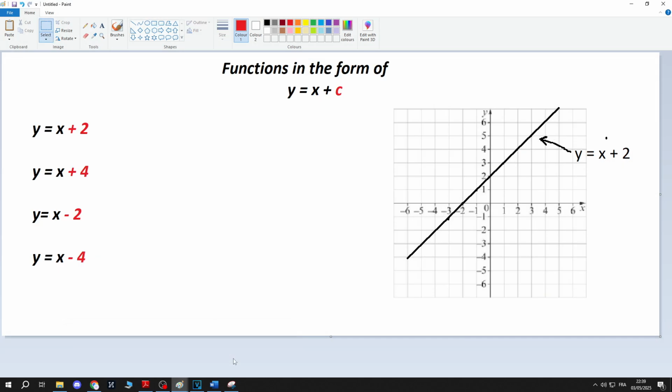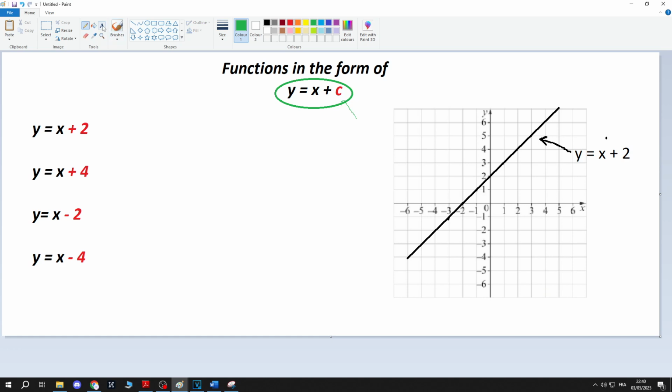So, let's start with functions in the form of y equals x plus c. Now, I hope I have explained this enough in class, but in case you forgot, no worries. You have a whole weekend to revise plus Monday. Now, what does c even mean? C stands for the word constant, all right?